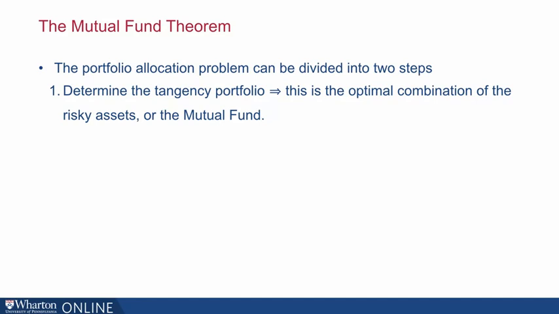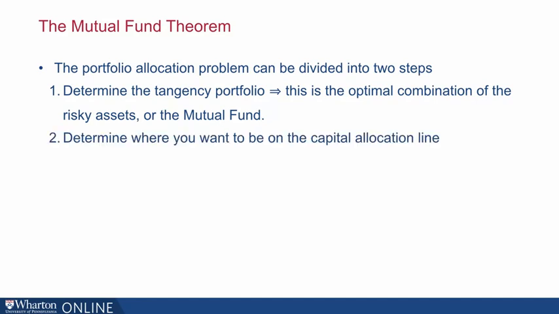It's the mutual fund. And then you determine, based on how risk-averse you are, where you want to be on the capital allocation line. So if you're very risk-averse, you want to hold a little bit of the mutual fund and a lot of the risk-free asset. If you're not as risk-averse, you might want to put all your wealth in the mutual fund. Then you'll be at the tangency point. If you're not that risk-averse at all, you might even want to borrow and invest the proceeds in the mutual fund. So that's the mutual fund theorem.